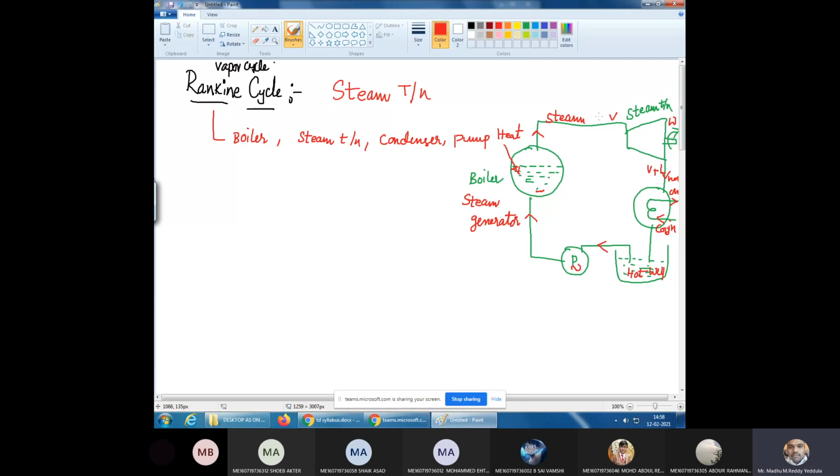Right. So let us say at state 1, the steam is entering. We'll draw the PV diagram. At state 1, the steam is entering into the turbine. At 2, it is leaving from the turbine. 2 to 3, we can say condensation. Then 3 to 3 dash, pumping. Then 3 dash to 1, water is usually added to the boiler, right? Now let me complete the PV diagram.